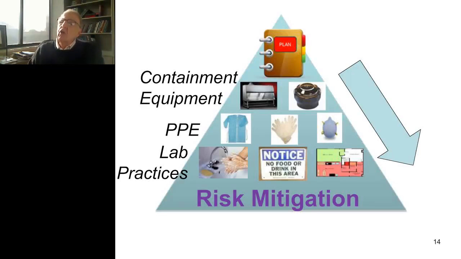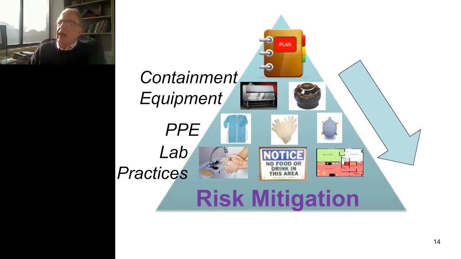So if you're looking at your overall risk mitigation strategy, at that lower tier are the lab practices. You want everyone to be effective hand washers, good hand washing. You want there to be appropriate signage in your laboratory, that there's signs posted, no food or drink in the lab, etc. You need to have good workflow, and that's what that floor plan on the right describes. You typically go from clean to dirty areas in your workflow.